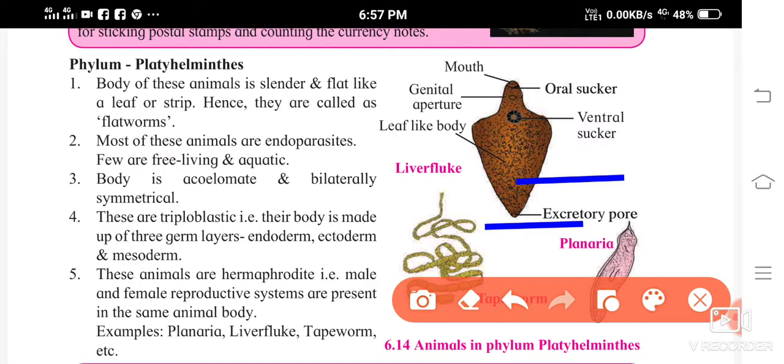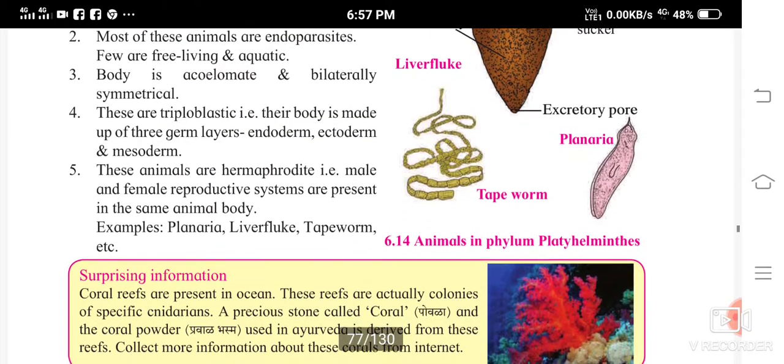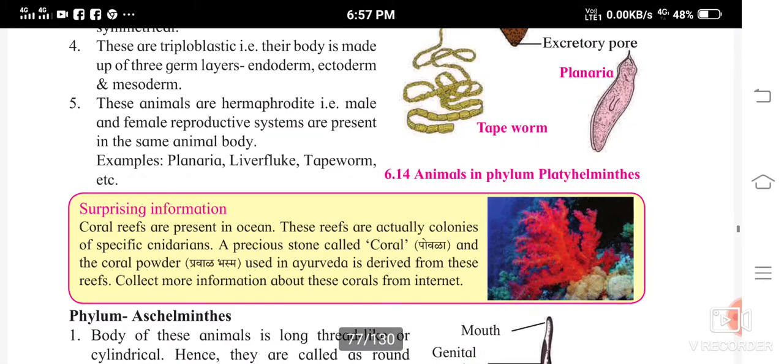and that is why such animals which have the male and the female reproductive system in the same body are called hermaphrodite. This is a very important word, okay. You should remember this. What is hermaphrodite? See these three words: triploblastic, acoelomate, endoparasites. All this you should know. So these animals are hermaphrodite, that is male and female reproductive systems are present in the same animal body. Examples are planaria, liver fluke, tapeworm, etc.